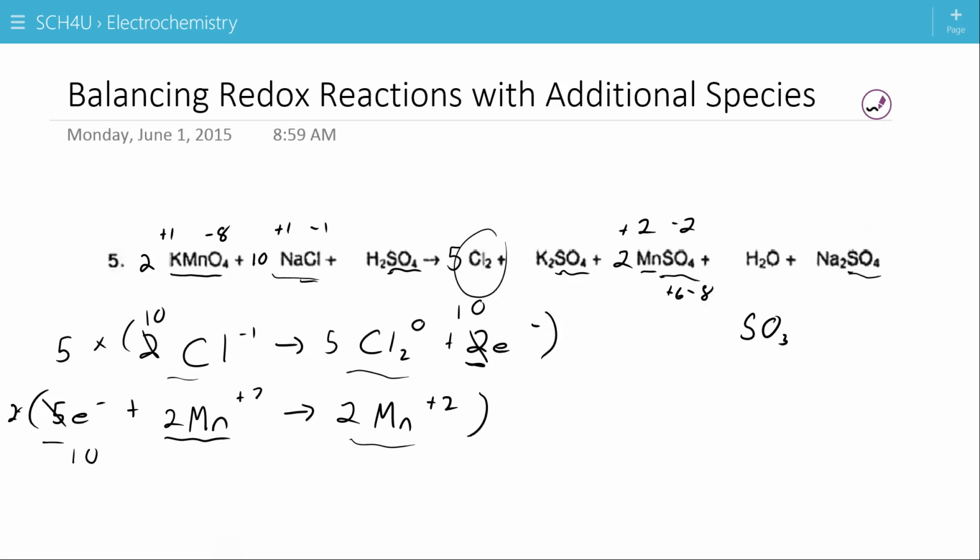Now I've got a lot going on, and I've got to start looking at those additional species, so I'm going to erase everything that isn't the coefficients that I just put on so I can get a clearer look at what I'm doing.